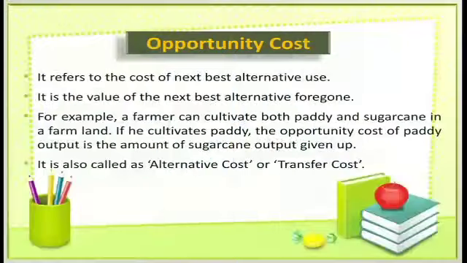And the next very important, opportunity cost. It refers to the cost of next best alternative use. In other words, it is the value of the next best alternative foregone. For example, a farmer can cultivate both paddy and sugarcane in a farmland. If he cultivates paddy, the opportunity cost of paddy output is the amount of sugarcane output given up. And opportunity cost is also called as alternative cost or transfer cost.